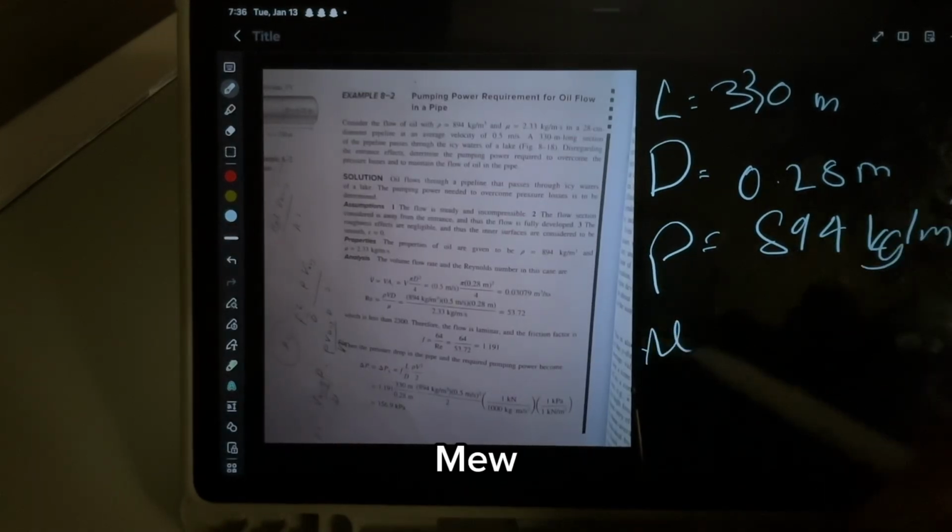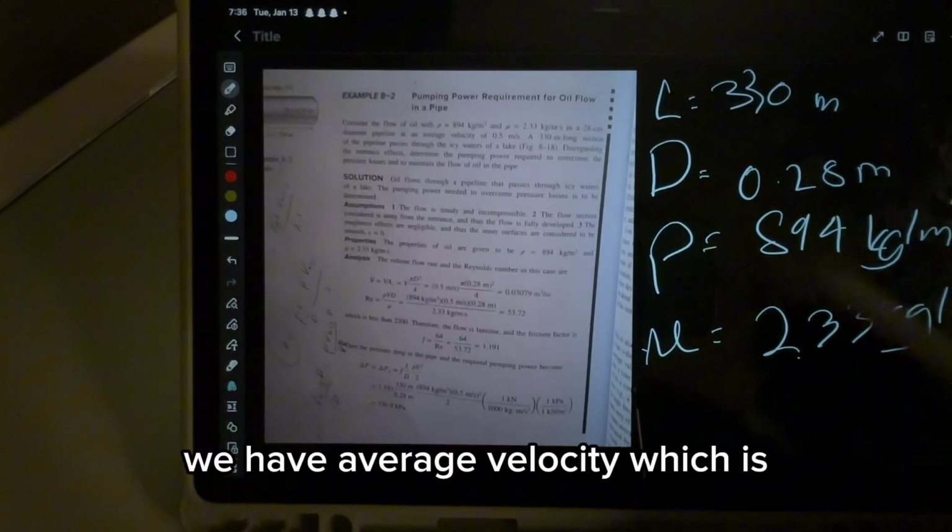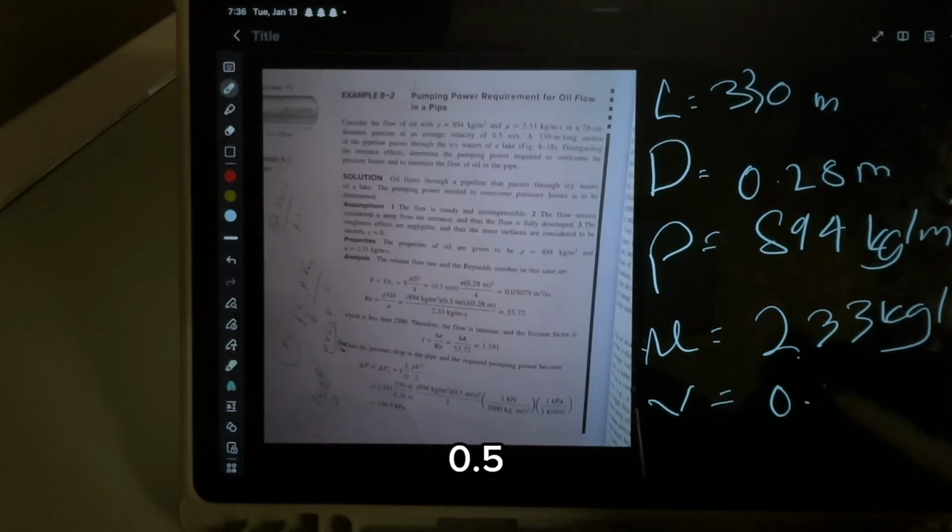So the given data is length equal to 230, then we have the pipe diameter, then the oil density rho 894, mu 233 kg per meter second. Lastly, we have the average velocity, which is 0.5.